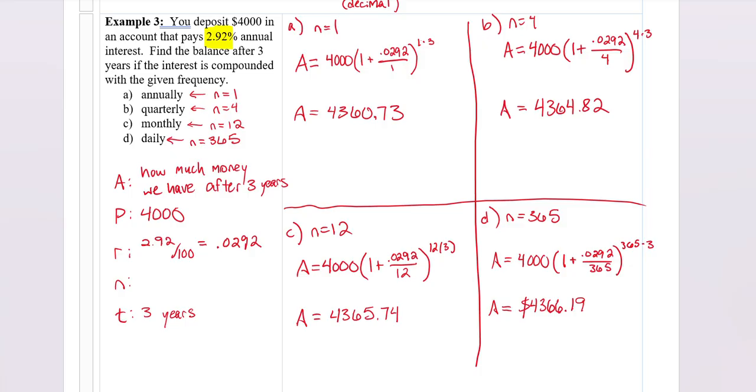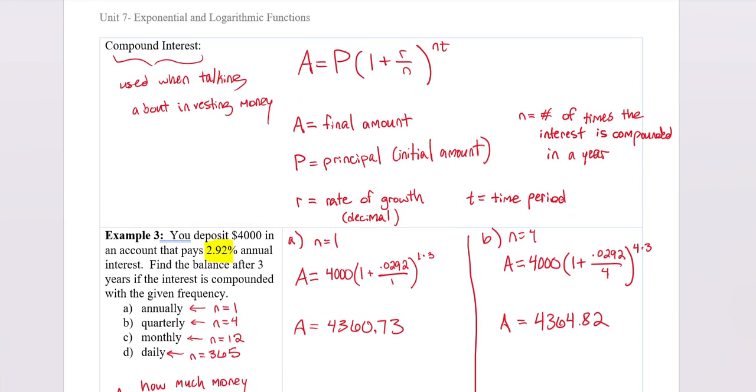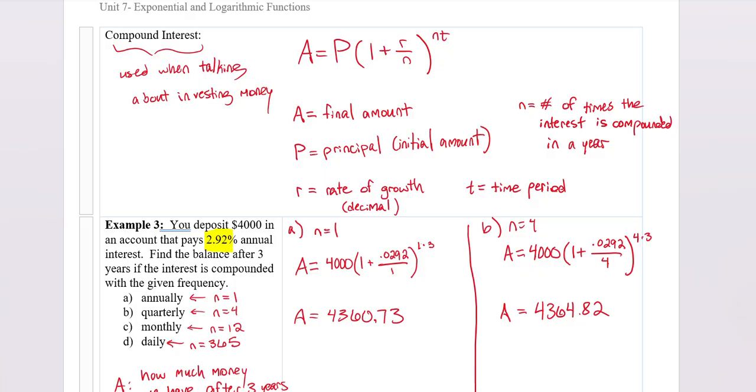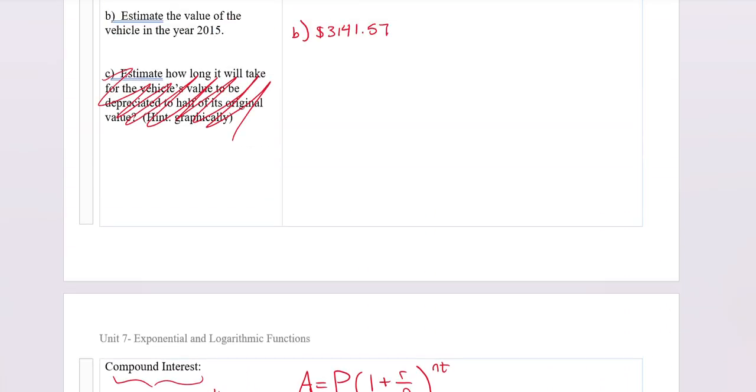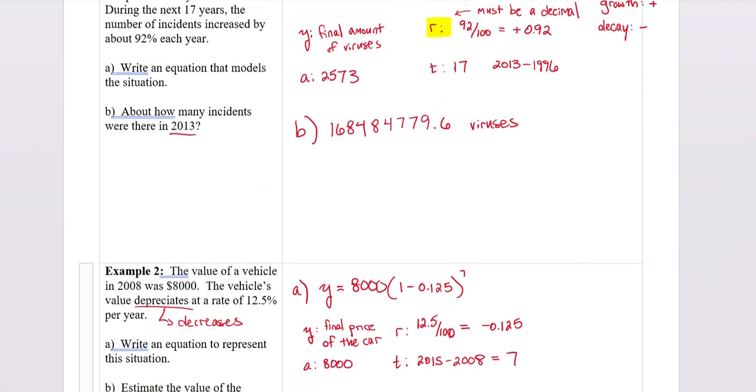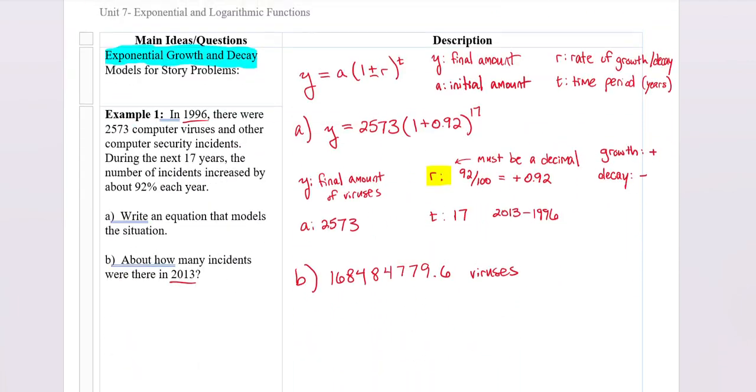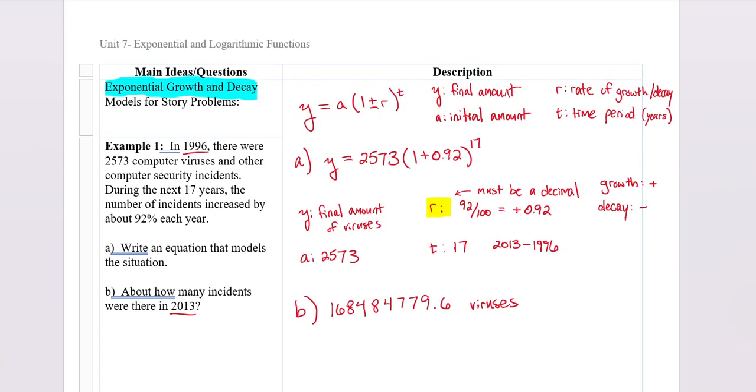But anyway, those are your two formulas. Remember, compound interest is when you're talking about investing money. Any other scenario that's not talking about investing money, like putting money in a bank, that's going to be your exponential growth and decay. Hope you're able to follow along.